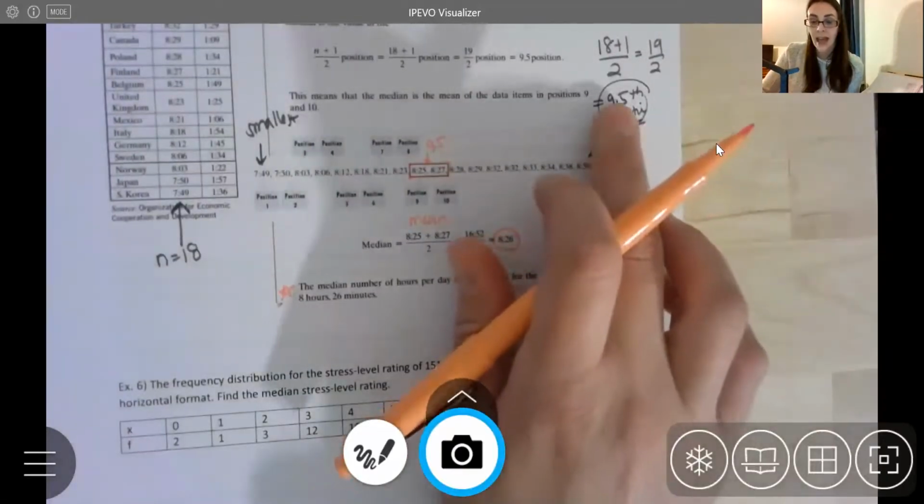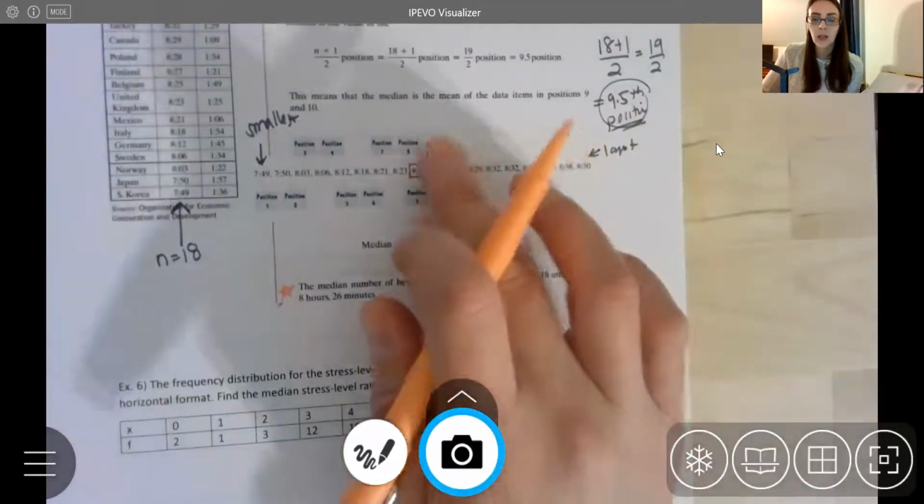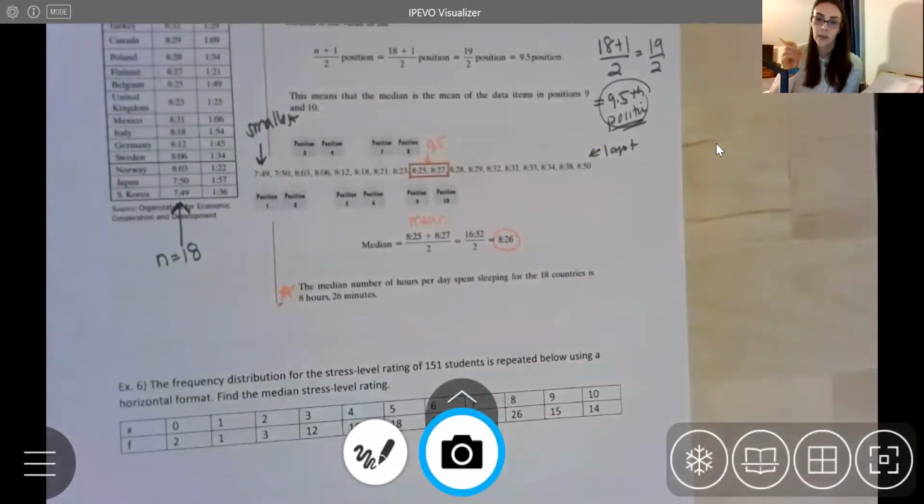So the point here is if you get an example where you have a half position, then again, you're taking the mean of those two middle numbers.